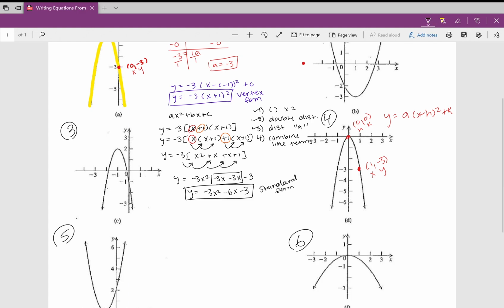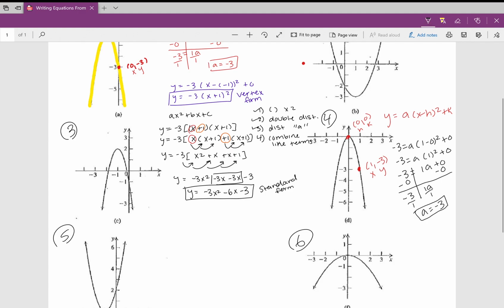So I have negative 3 equals a, 1 minus 0 squared plus 0. Then I have negative 3 equals a, 1 squared plus 0. So I simplified the parentheses. Then I have negative 3 equals 1a plus 0. So it kind of looks like what we did on number 1. Now I have to get a by itself. So I'm going to subtract 0, which is just negative 3. Then I'm going to divide by 1, which is again just negative 3.